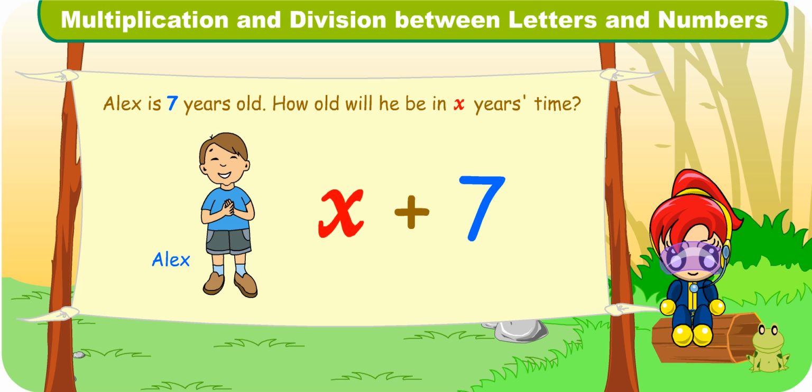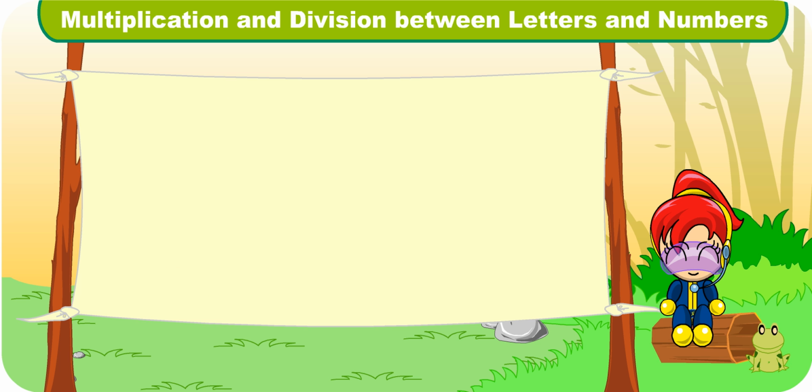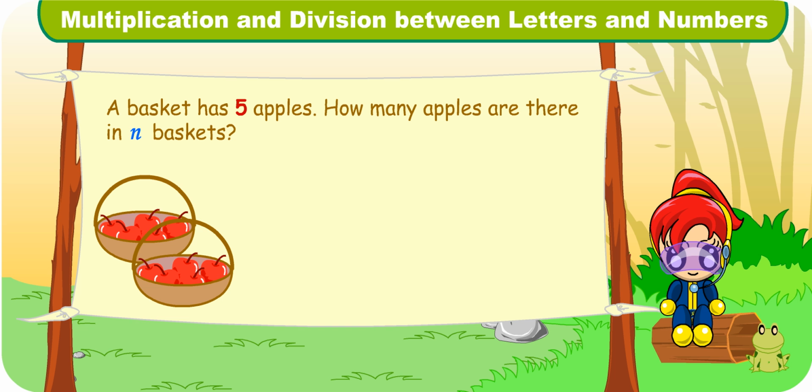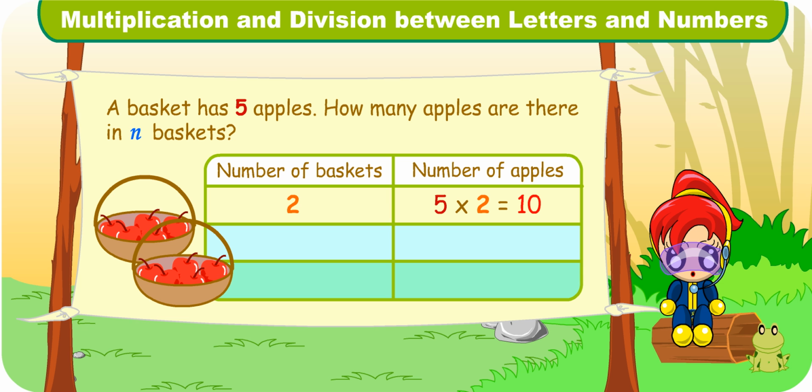Now let's move on to the multiplication and division between letters and numbers. Let's look at this question. A basket has 5 apples. Can you tell me how many apples are there in n baskets? That's not difficult. 2 baskets will have 5 times 2, which is equal to 10 apples. 4 baskets will have 5 times 4, which is equal to 20 apples. Working in this way, n baskets will have 5 times n apples inside. So, 5 times n stands for the total number of apples in n baskets. Good answer, Turbo Girl.